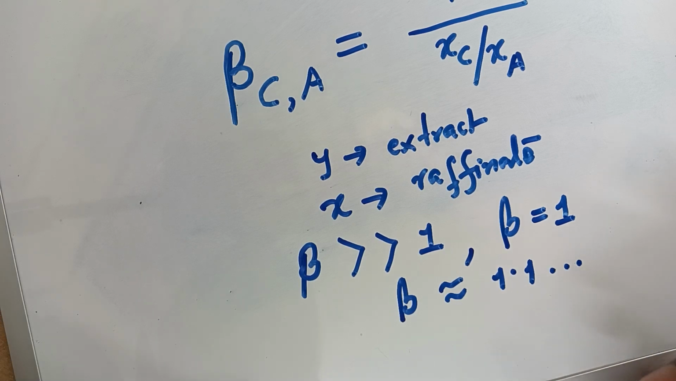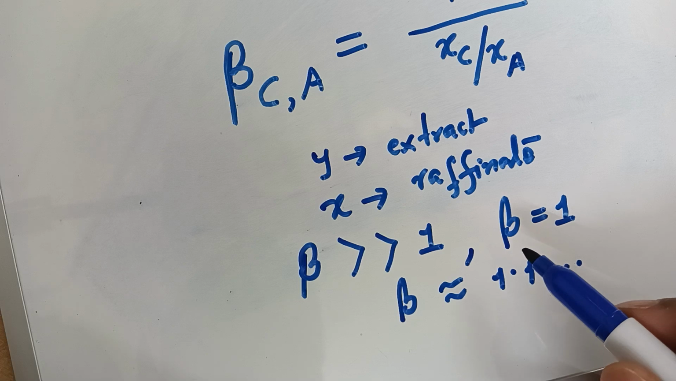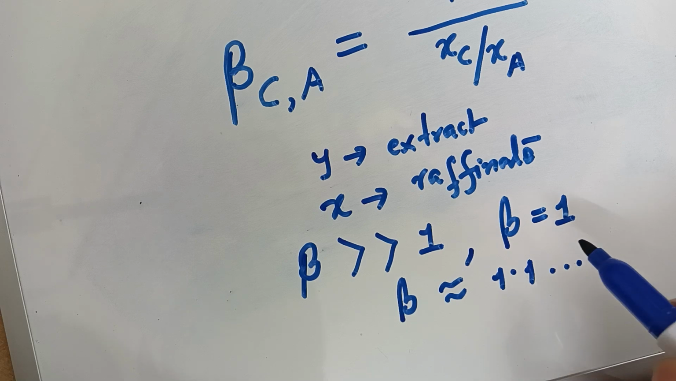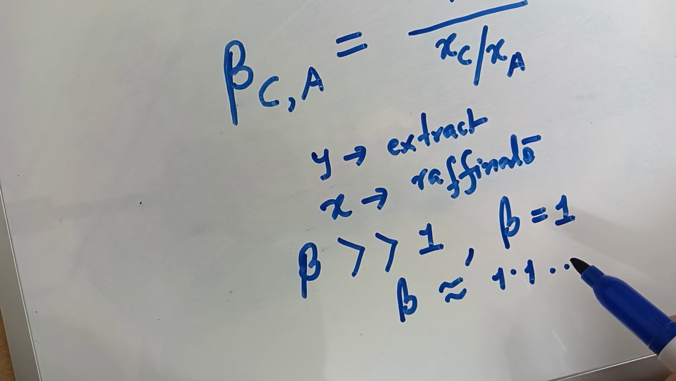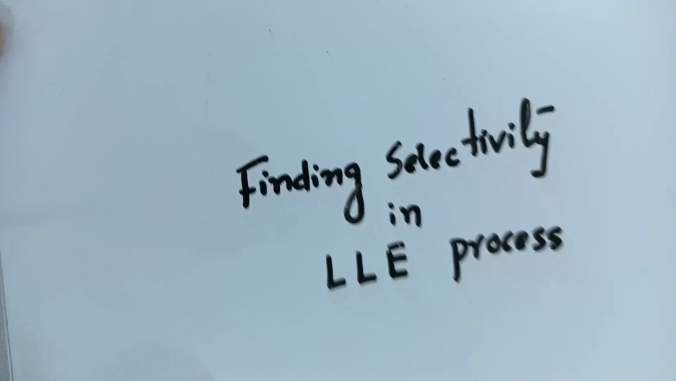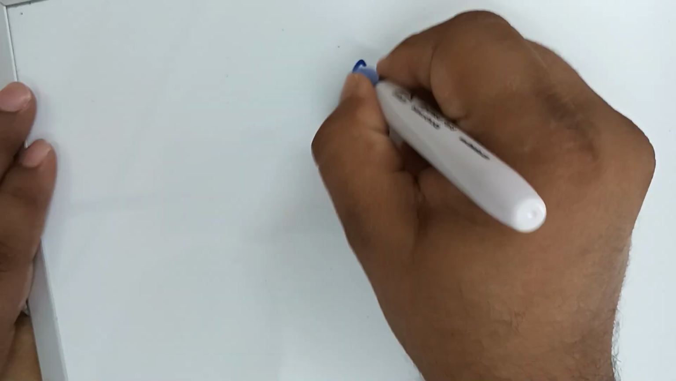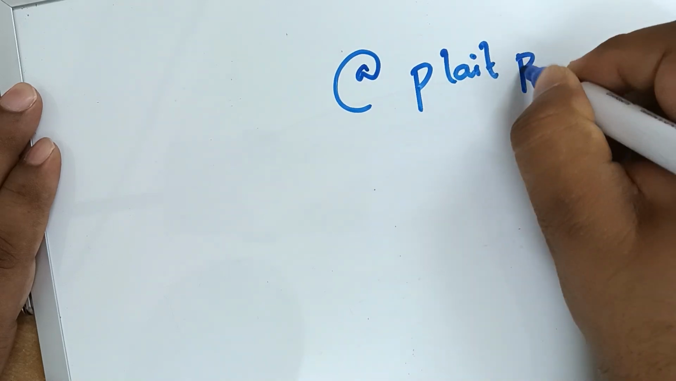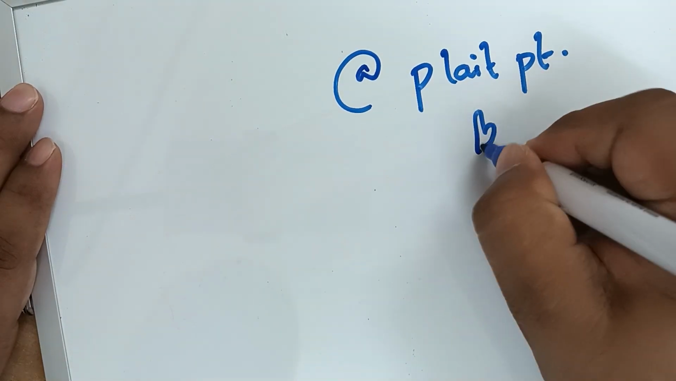So a solvent should be picked in such a way that the value of selectivity is far away from, or far bigger than, 1. Now in the beginning I told you I'll show you how to find out the value of selectivity for two different cases. Suppose we first discuss case A. In that case, suppose we want to find out the value of selectivity at the plait point. At plait point, what would be the value of beta?